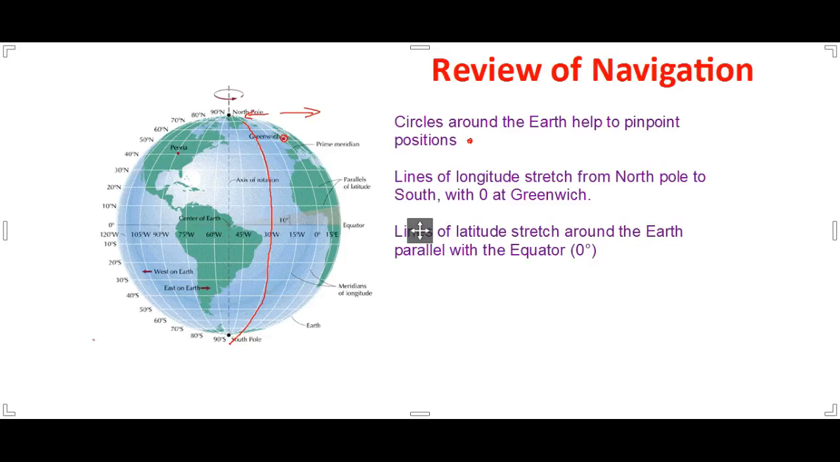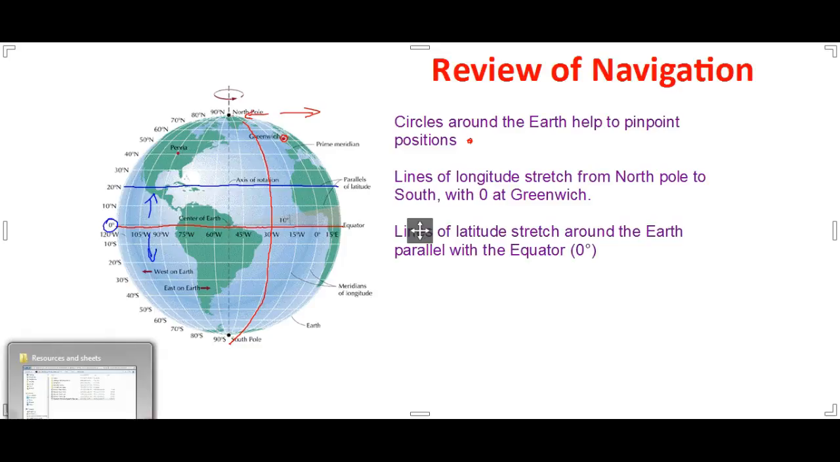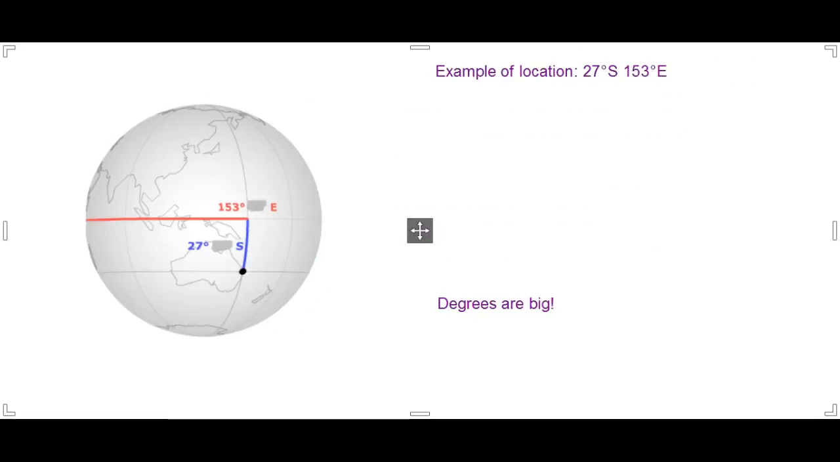Lines of latitude stretch around the Earth parallel with the equator. So here's the equator here. Each of the lines of latitude stretch parallel to it. And they increase, so 0 is at the equator, going up from the equator, and going down from the equator there. So, an example of a location is 27 degrees south, 153 degrees east.